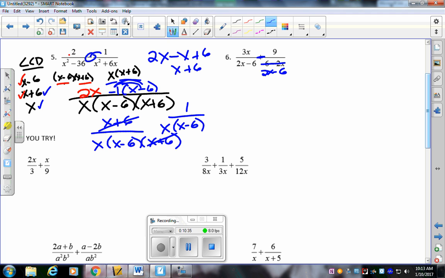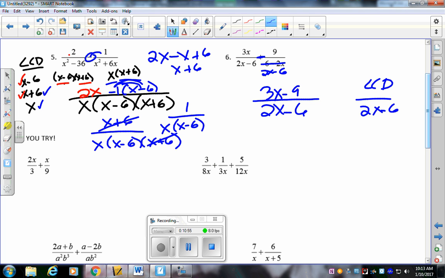Okay, so now I have the same exact denominator. So at this point, I can factor, or I can simply just combine like terms and then factor, meaning I can put this over one fraction. There's my LCD, 2x minus 6. Okay, they both have it. I don't need to change any numerators. So I can just write 3x minus 9.